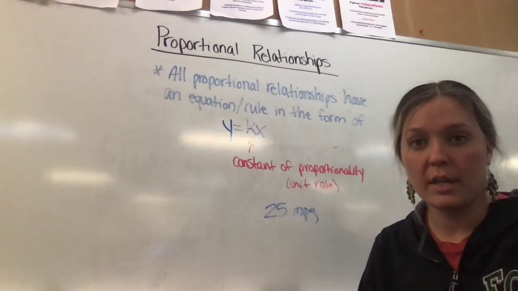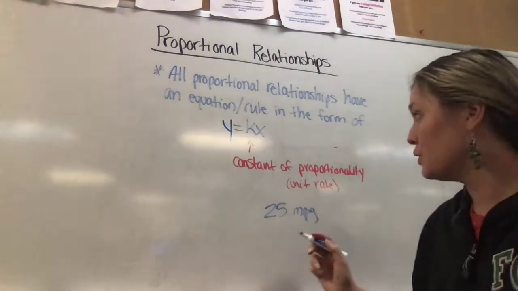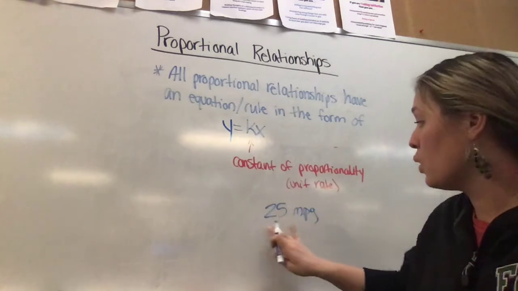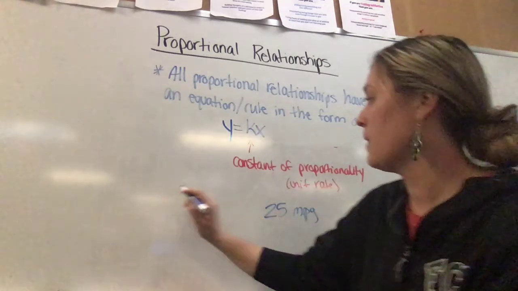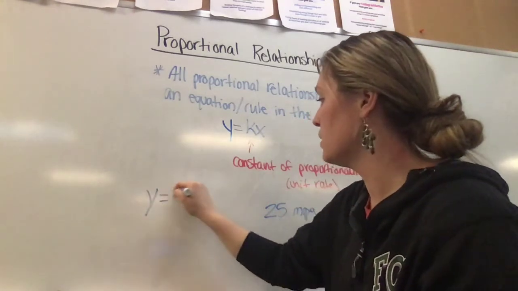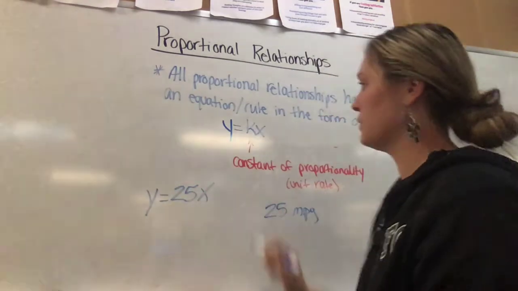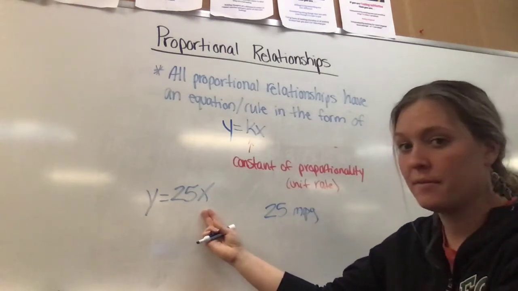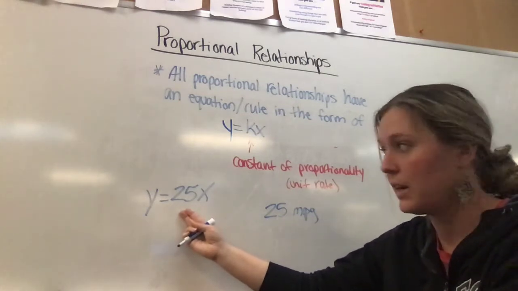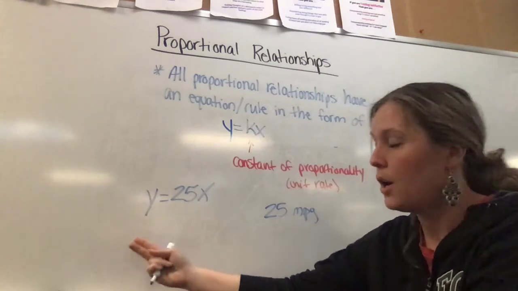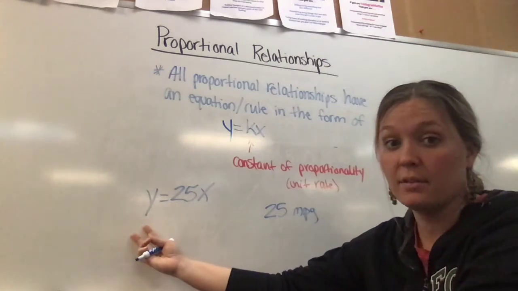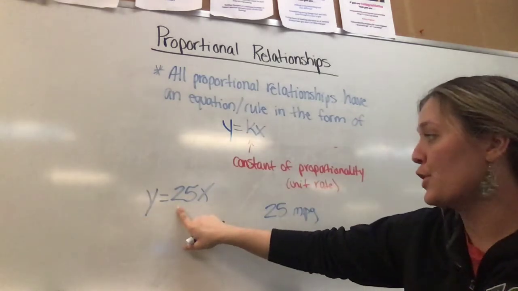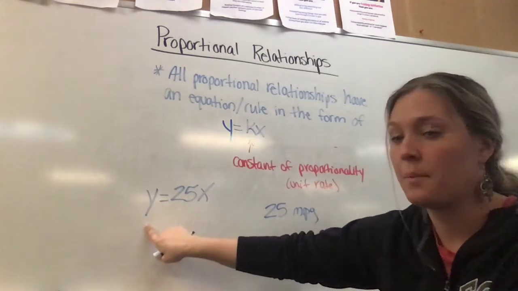And we want to put it into our rule. So this part is quite simple. All you do is replace k with our unit rate, which is 25. So y equals 25x. Okay? So that means however much gas I have, I can multiply it by 25 to figure out how many miles I can go. Or the other way around, however many miles I need to go, okay, I can figure that out by figuring out what times 25 is that number.